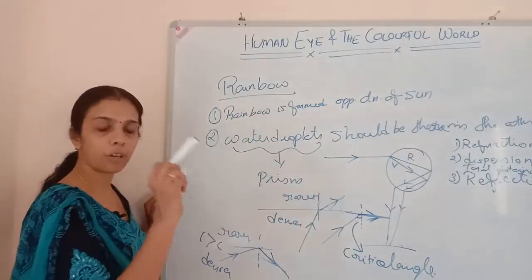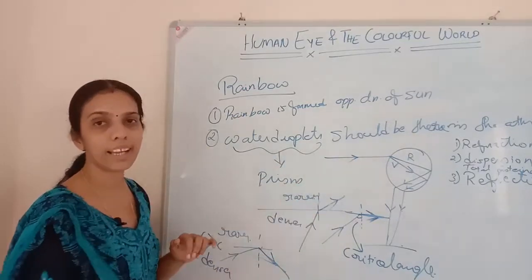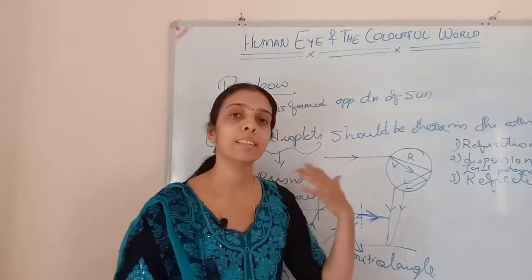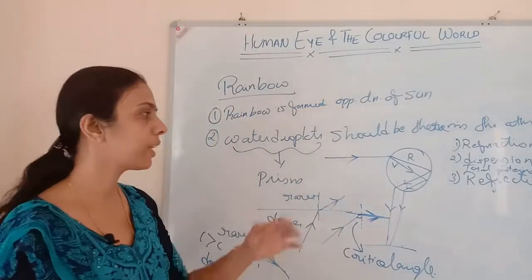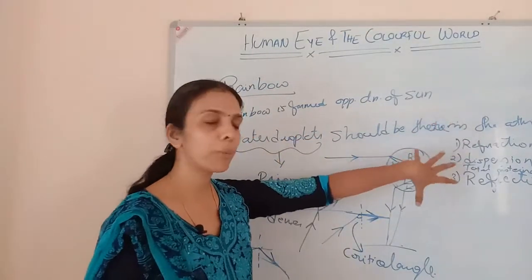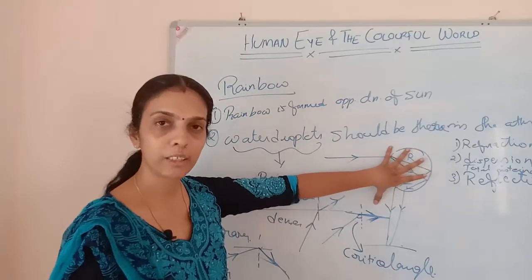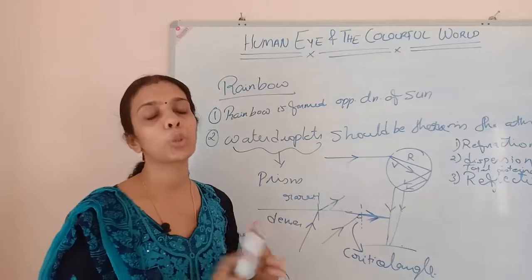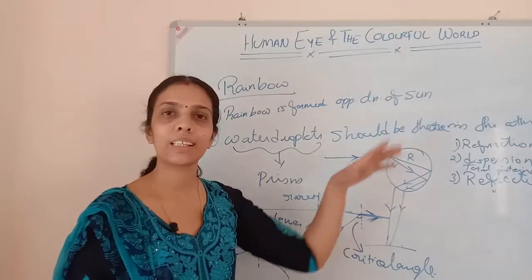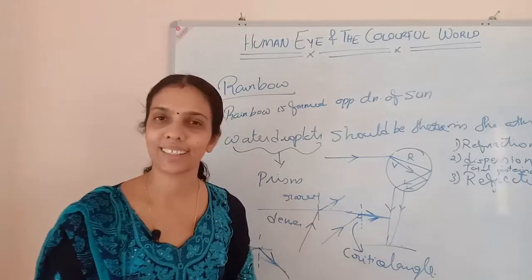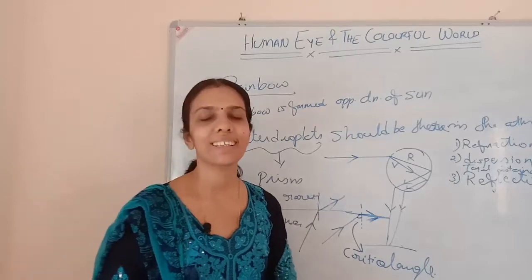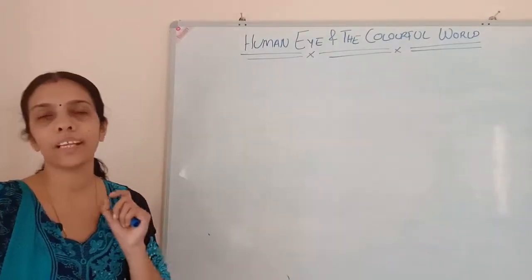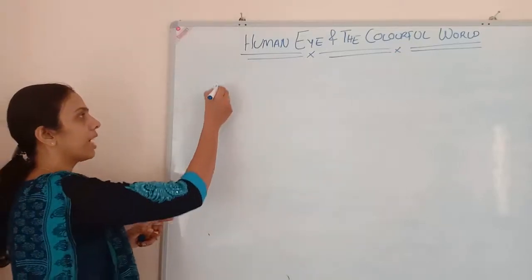So here in the rainbow, what are the conditions we should remember? The rainbow will be forming opposite to the direction of the sun. Second one is that water droplets should be there in the atmosphere. So what all phenomena are happening in the case of a rainbow? Refraction is happening, dispersion is happening, total internal reflection is happening. These are the phenomena which are happening in the case of a rainbow. Okay, clear? Next we are going to study about atmospheric refraction.